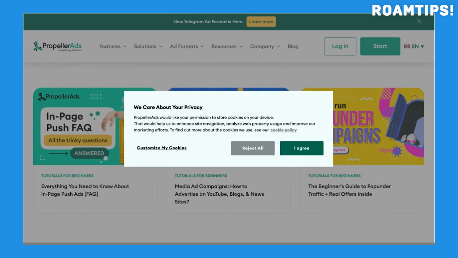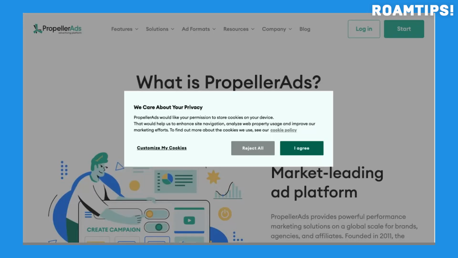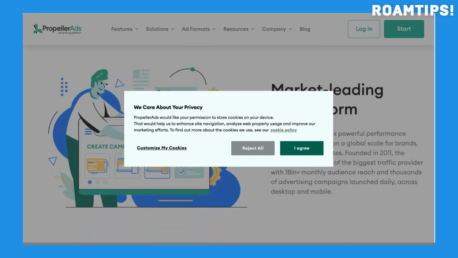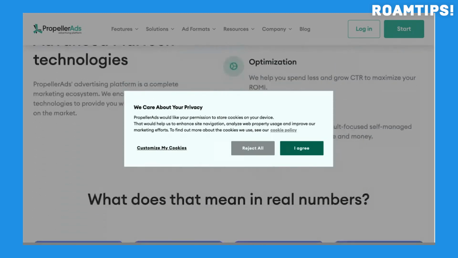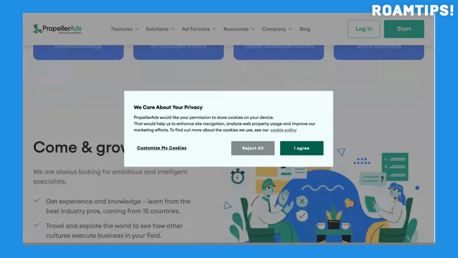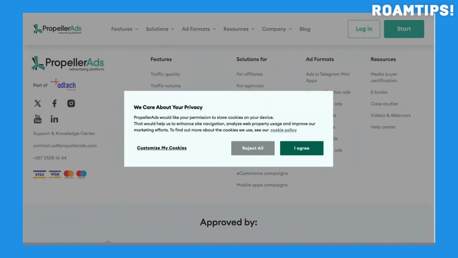While the initial setup seems straightforward, managing and optimizing campaigns might require a bit more exploration to fully grasp all the functionalities. PropellerAds claims to have a vast network of publishers, which theoretically translates to a greater potential for reaching your target audience. They highlight their anti-fraud measures, aiming to ensure that advertisers' budgets are spent effectively and not wasted on fraudulent clicks or impressions.